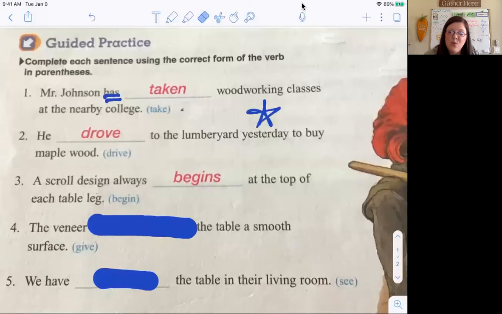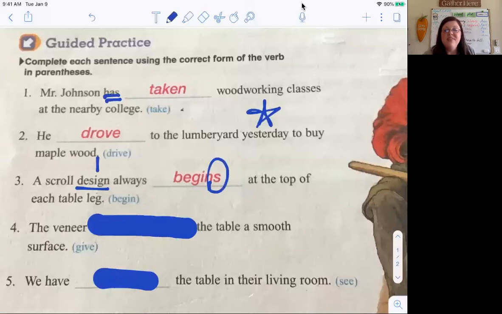Now you might be wondering, why did we choose begins instead of begin? Remember, if you're using present tense verbs, the present tense verb must always agree with the subject. What is the subject of that sentence? Design. Is design singular or is design plural? Design is singular. Singular means one. Therefore, we need to have the singular verb. Singular verbs end in S. Yes, that's why we chose begins and not begin.